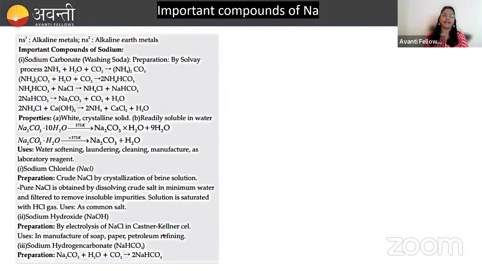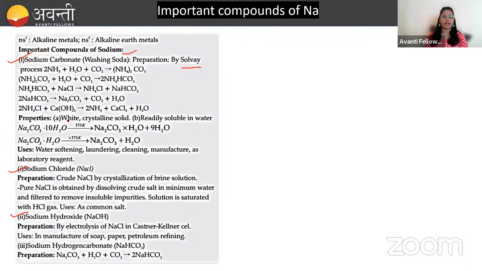Now, you know there are certain compounds of sodium like sodium carbonate and sodium chloride and sodium hydroxide. So I have summarized 3 compounds of sodium here. Sodium carbonate, we call it washing soda, which is prepared by using Solvay process. Okay, how can you prepare it? By using a Solvay process.